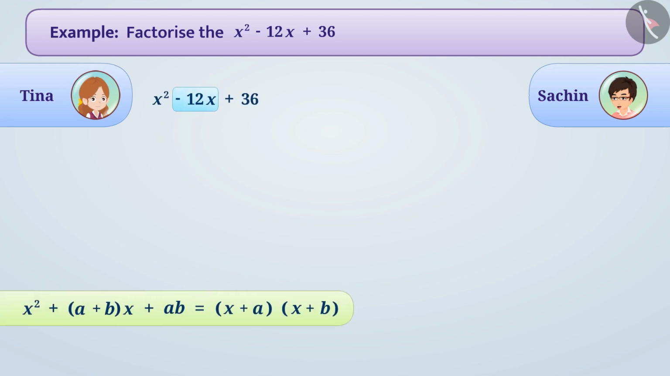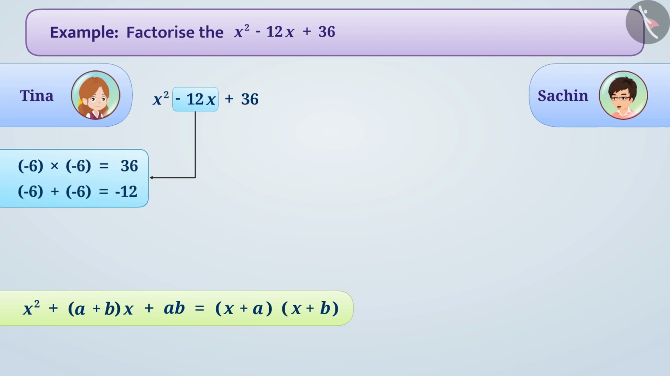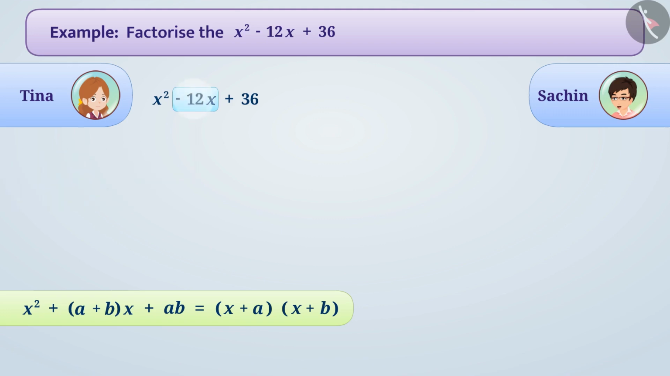She had to find two numbers a and b to split the middle term minus 12x in such a way that ab is equal to 36 and a plus b is equal to minus 12. Since minus 6 multiplied by minus 6 is equal to 36 and minus 6 plus minus 6 is equal to minus 12, she chose minus 6 and minus 6. She expressed the middle term minus 12x of this expression as, she simplified it in this way.